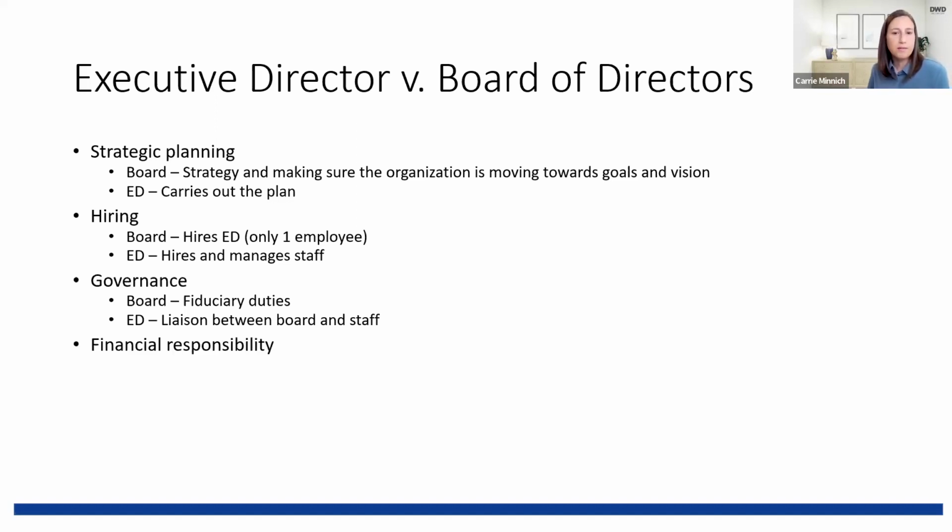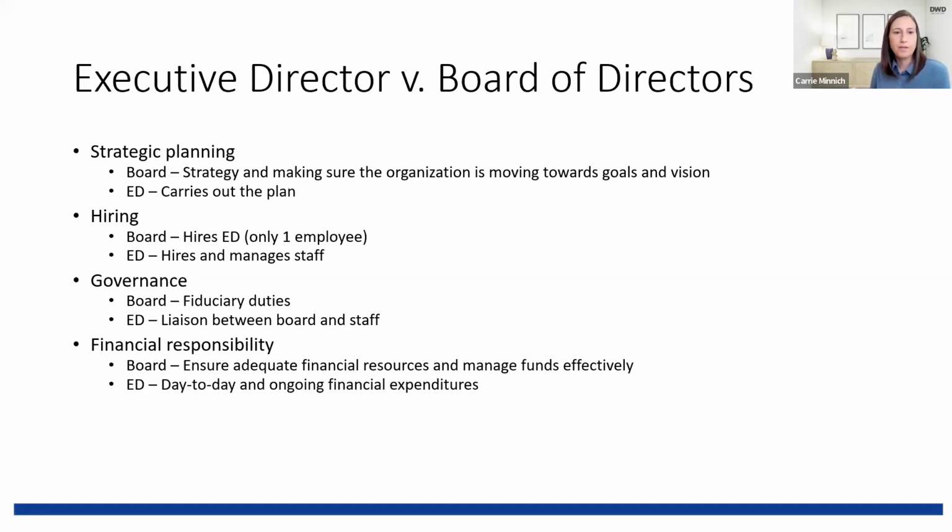Financial responsibility. The board is responsible for ensuring that there are adequate financial resources available for the organization to carry out its duties, its mission, and its programs, and also to make sure that those funds are managed effectively. The executive director is then responsible for the day-to-day activities: spending those funds, raising those funds, making sure the budget is being followed, and that those resources are being used as appropriate.